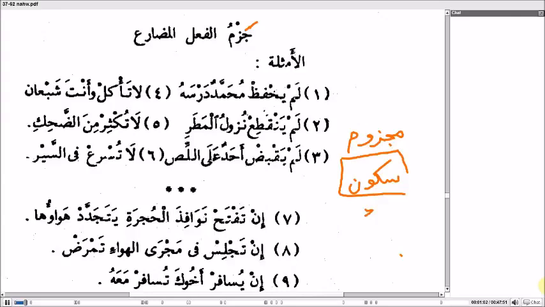This little symbol here, this jim, jazm, is where you get the sukun from inside a letter. You see in the Quran, it looks like this, right? The sukun doesn't look like this in the Quran. It looks like this, because it's the head of the jim. That's how they used to write it. The head of the jim meaning sukun. So majzum here means sukun.